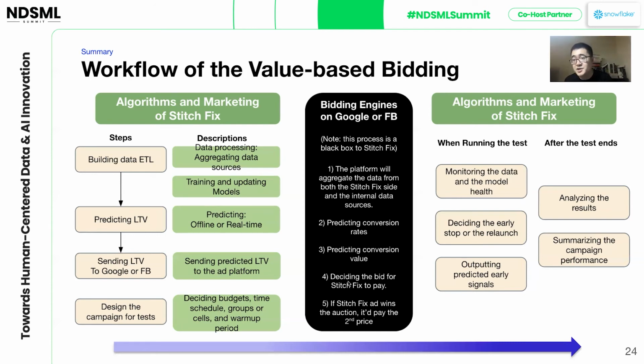This is the bidding engine, not the value bidding, but overall how much money Stitch Fix should pay to Facebook or Google. Okay, if we offer $5 per click, but our competitor offers $4 per click, we win. Stitch Fix wins the auction. However, we pay something like a second price auction. Facebook and Google have varied second price bidding strategies, but the idea is we pay the price, but not the highest price.